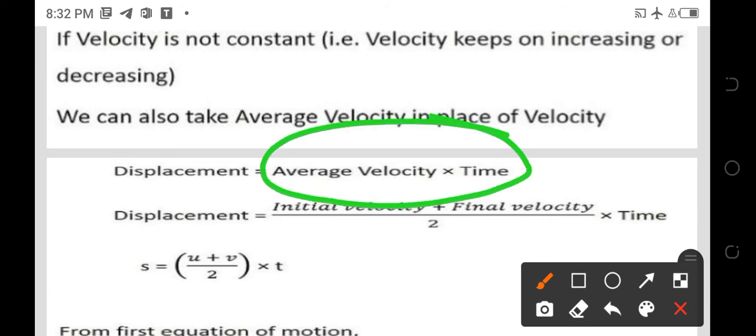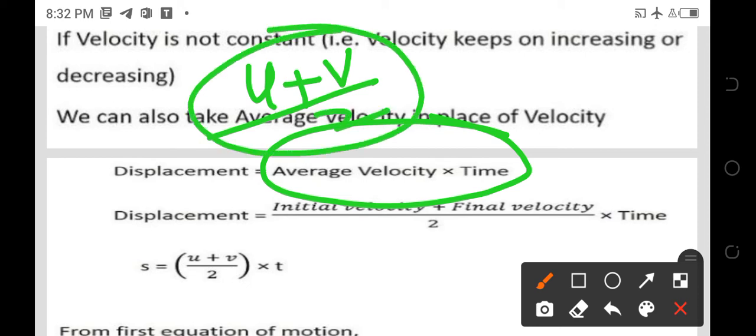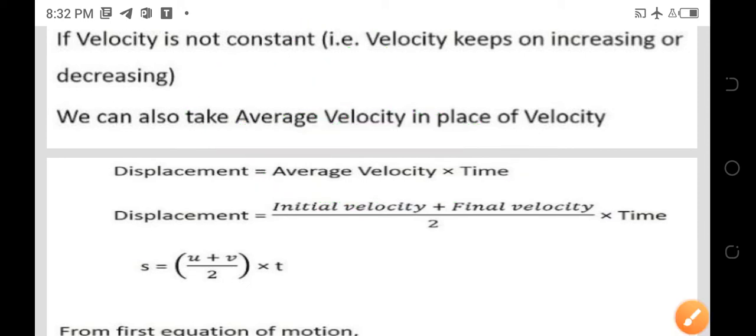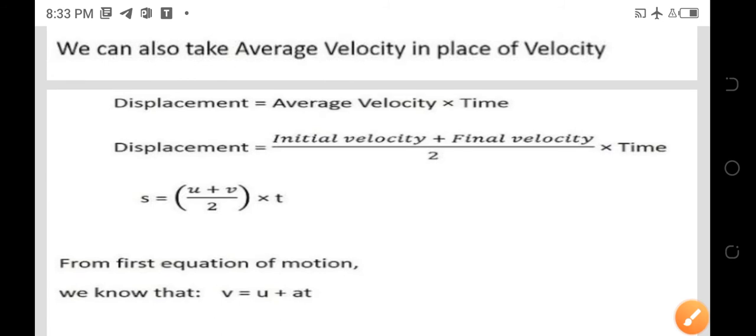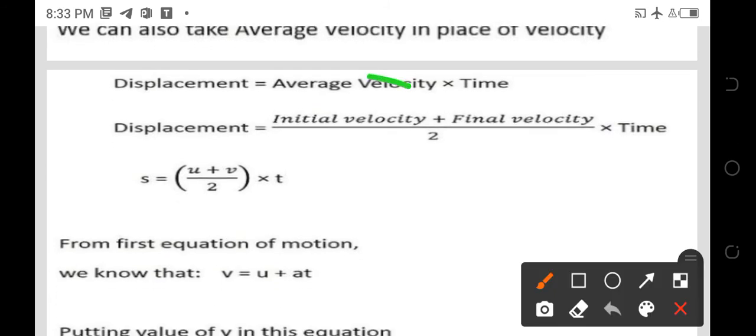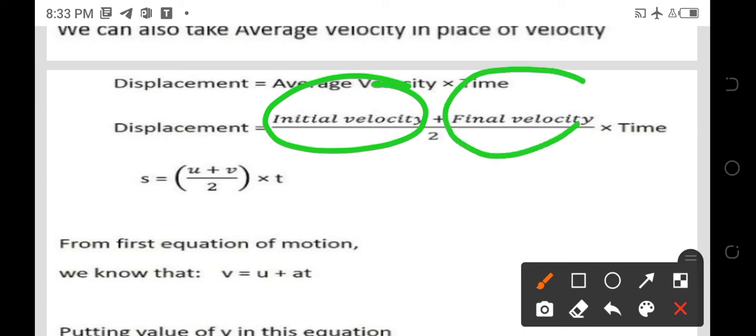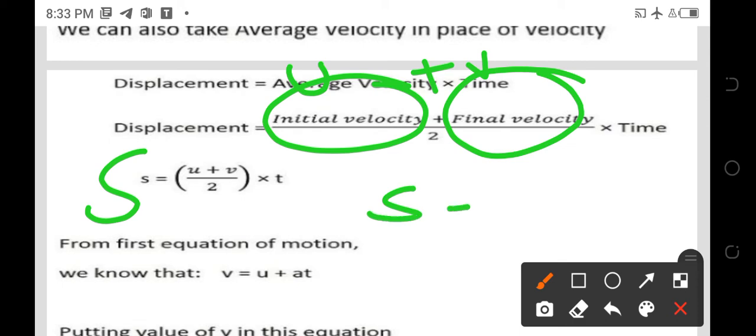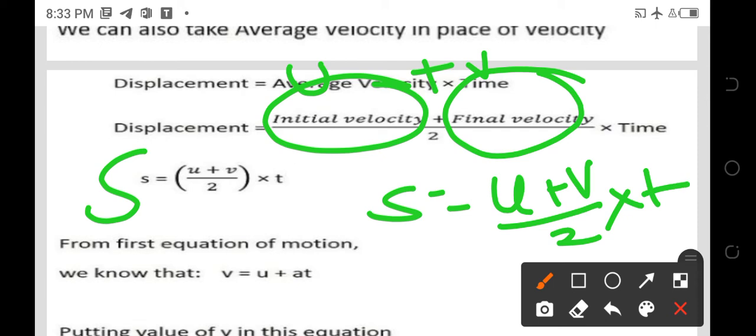Average velocity into time. What is the average velocity? That is initial velocity plus final velocity by 2. This is called average velocity. So here displacement equal to initial velocity plus final velocity, u plus v by 2, into time. That means displacement s equal to u plus v by 2 into time.